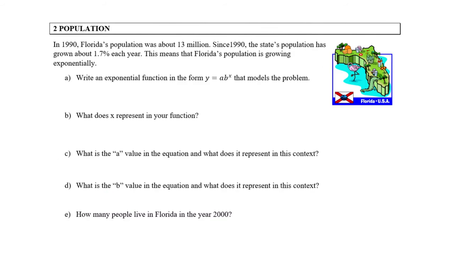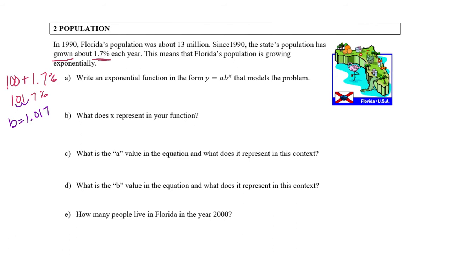In 1990, Florida's population was about 13 million. Since 1990, the state's population has grown 1.7% each year. So if it's growing, that means it's increasing. So we're going to do 100 plus our 1.7%, 101.7%. Change that to a decimal. So B is going to be 1.017. It's going to ask us for that in a little bit. Or we're going to put it in the equation.